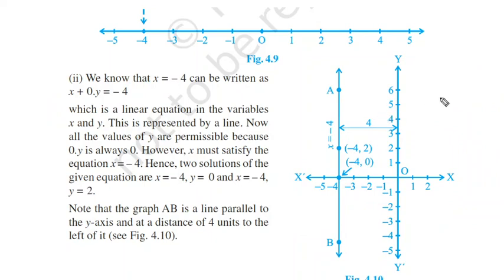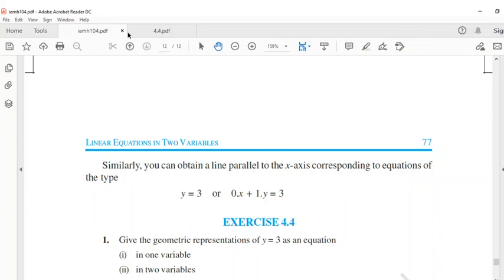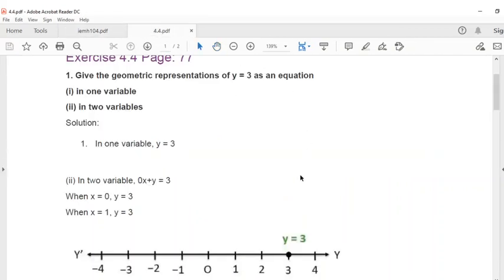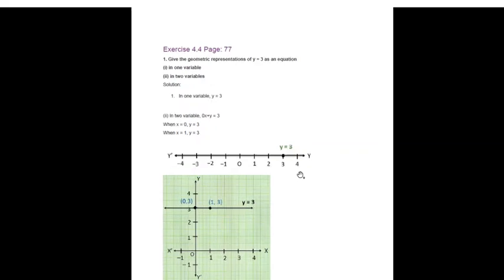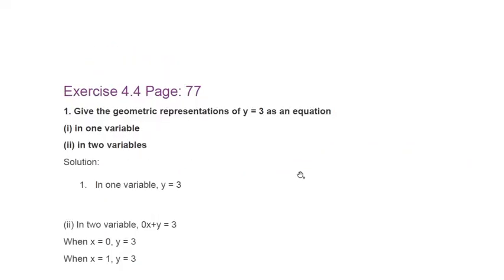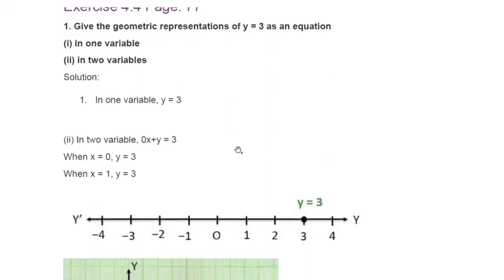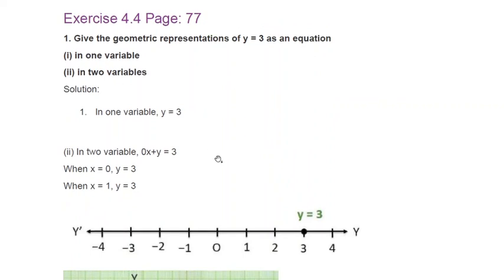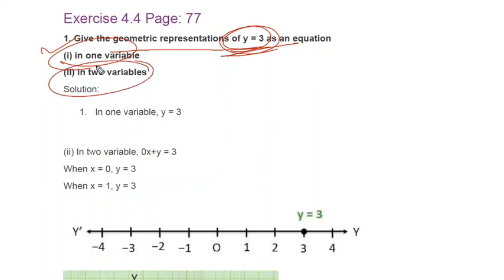Now we'll move towards the exercise. Okay, exercise is here. Very short exercise it is. Now we'll discuss in 5 minutes, then the class will end. Now the question is, give a geometric representation of y = 3. We have already done this type of question in one variable and in two variables. Okay, let's start. So y = 3.